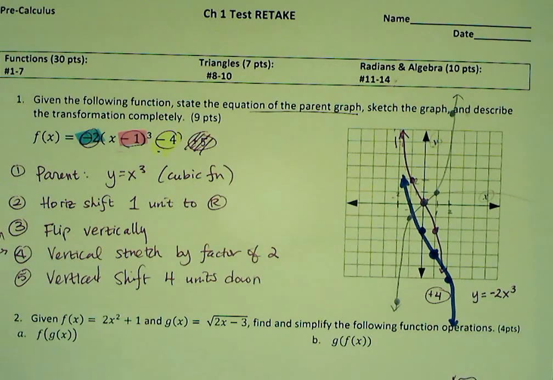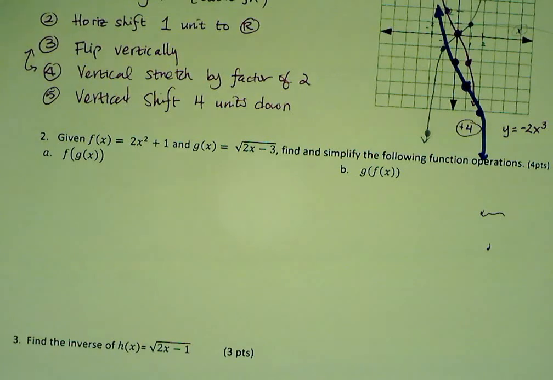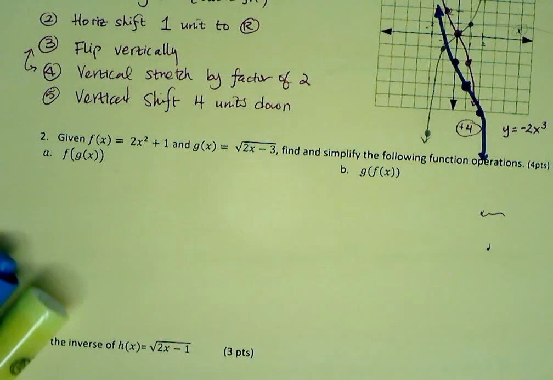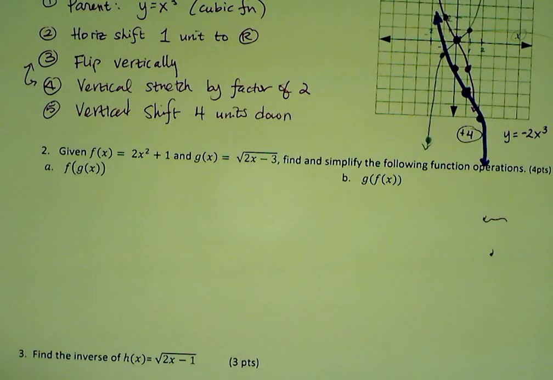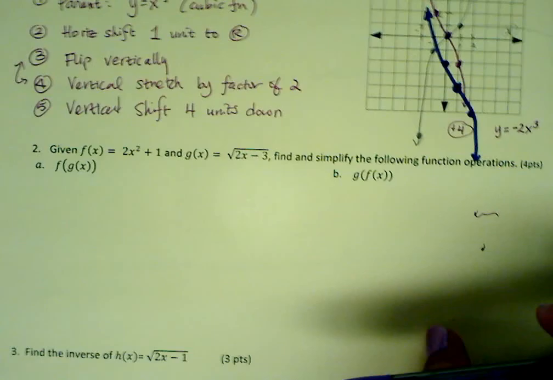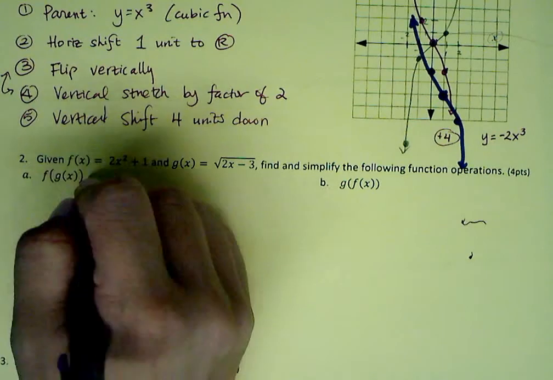So number 2. Okay. Now, what was difficult about number 2? That letter A was easy for most people. It was B where people made lots of crazy red flag errors. When you write this, I wasn't that picky because I was trying to give you guys as many points as possible, but you really need to have the right notation.